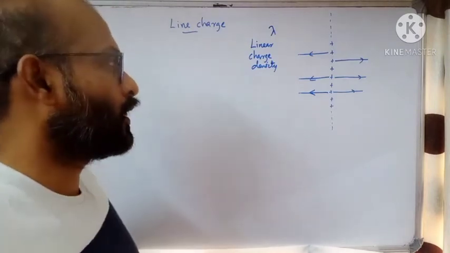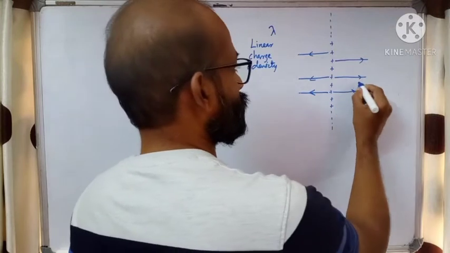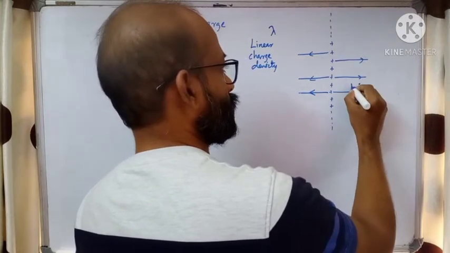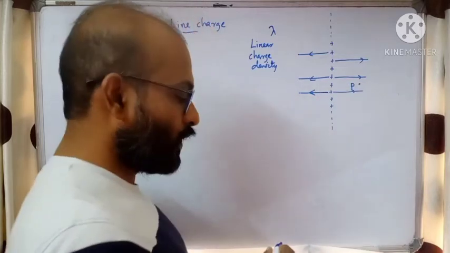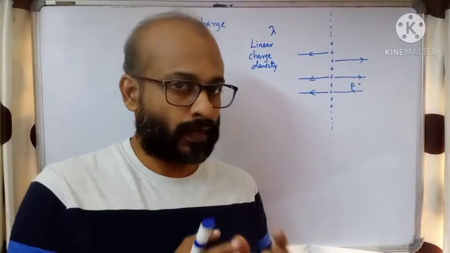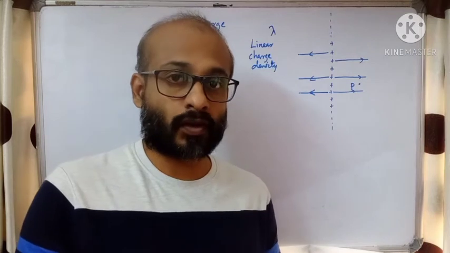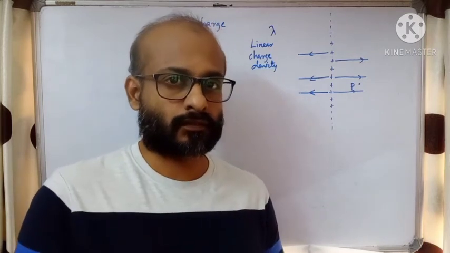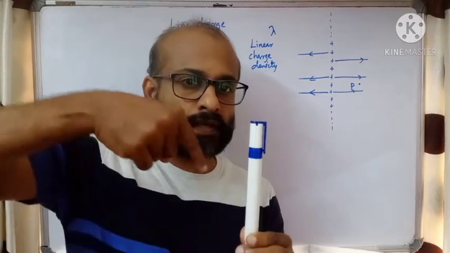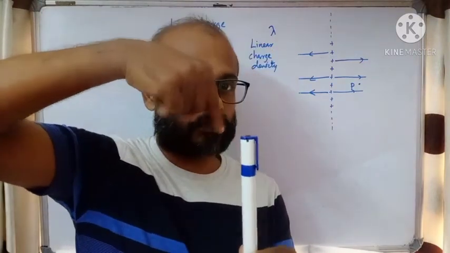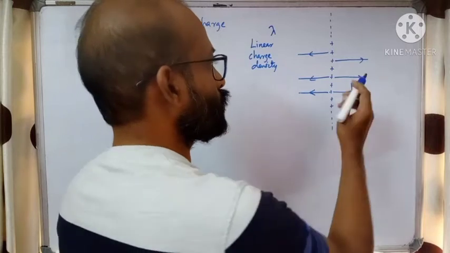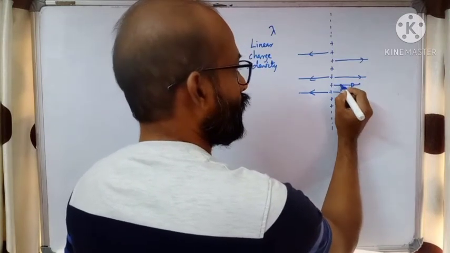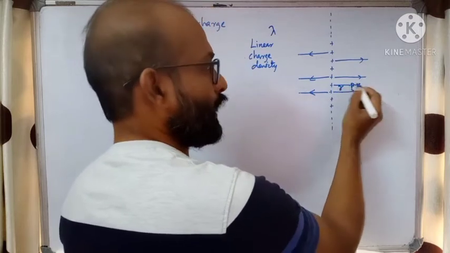My aim is to find the electric field at a point P here. To apply Gauss's law, we need a closed surface. That closed surface is called the Gaussian surface. We need to consider a symmetrical Gaussian surface. For a line charge, the symmetrical Gaussian surface will be a cylinder. Let us choose this distance as r. I need to find the electric field at a point P at a distance r from the line charge.